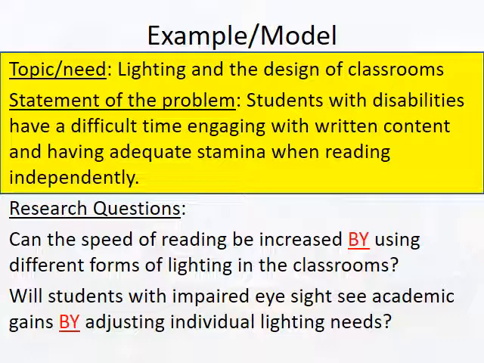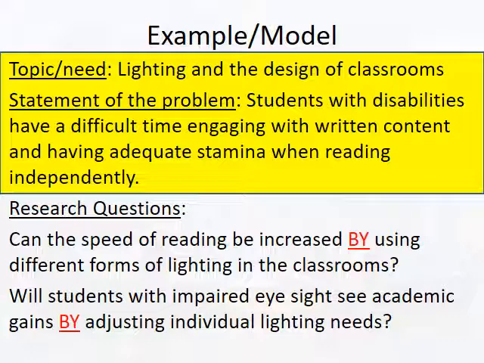So this is a new part, the research questions. Watch this. Can the speed of reading be increased by, and please note that the word by is in red and underlined, and you'll see why in just a second, be increased by using different forms of lighting in the classroom? I like that. That question now opens up my thinking to different forms of lighting in the classroom.